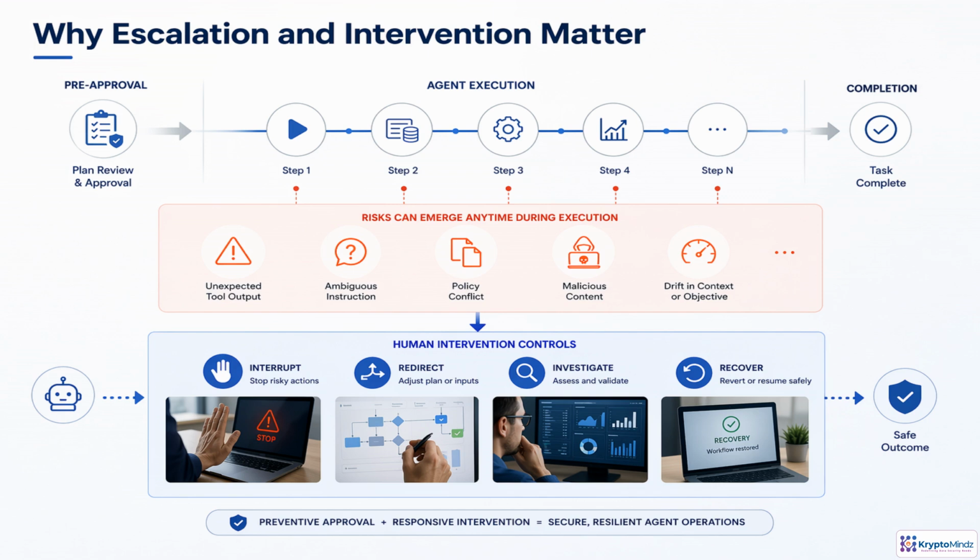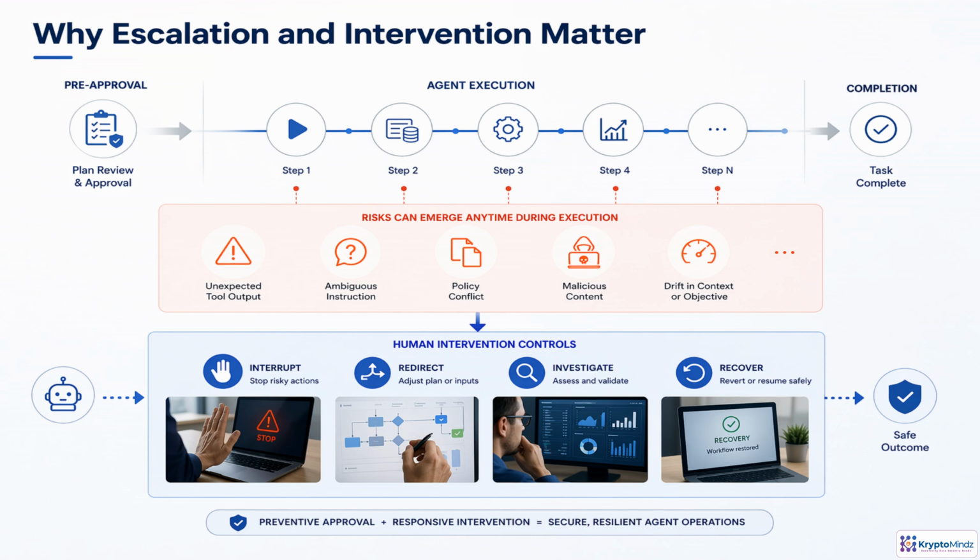A pre-approval gate answers one question. Is the plan acceptable before the agent starts? That matters, but it is not enough. During execution, the agent may receive a strange tool result, face unclear instructions, hit a policy conflict, or encounter malicious content. Risk changes as context changes.